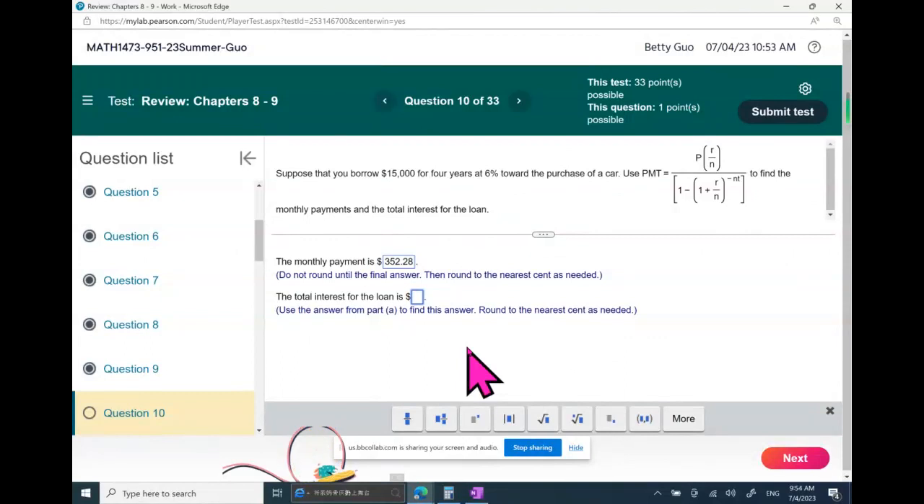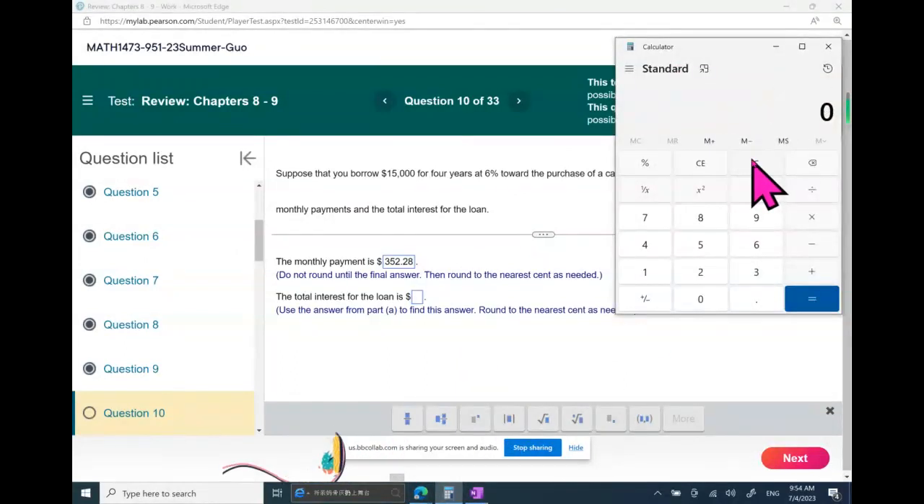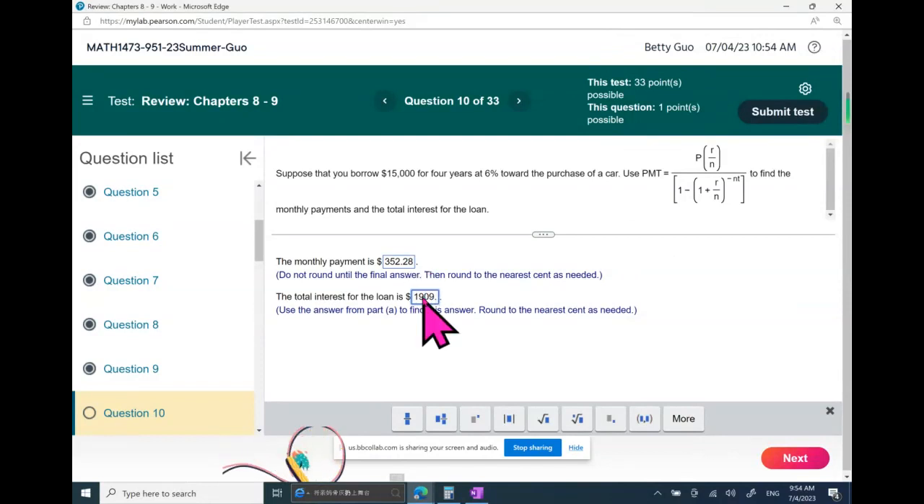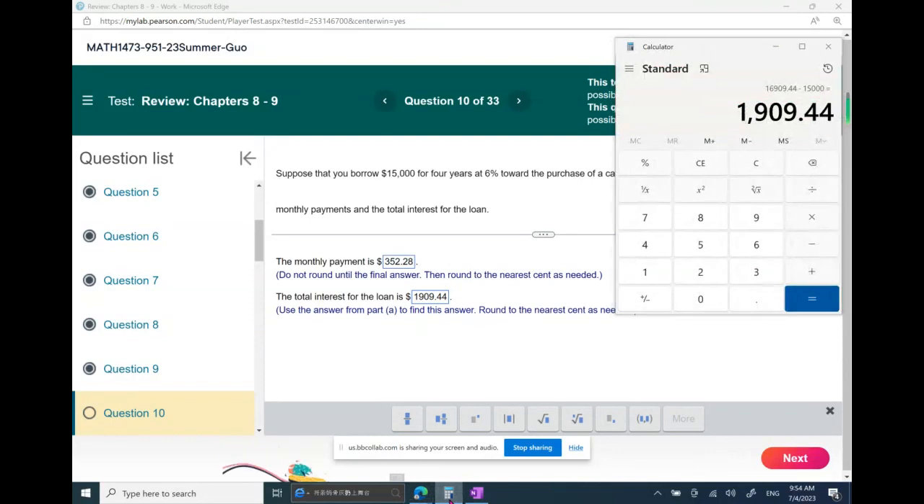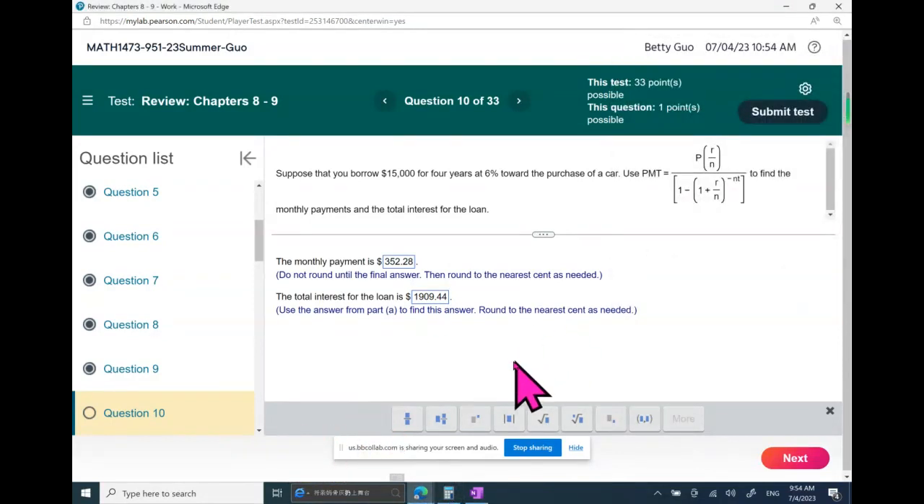Second part, part B, total interest for the loan. How do we figure out the total interest for the loan? So you deposit 352.28 every month, right? Over 4 years, so multiply by 48. And that's how much money you give the dealer. But you actually only owe how much? You only owe 15,000. Then the difference would be the interest, the cost of the loan. 1909.44. Double check. Use the answer from part A, rounded to the nearest cent.